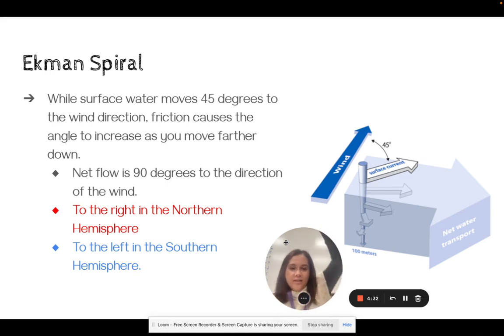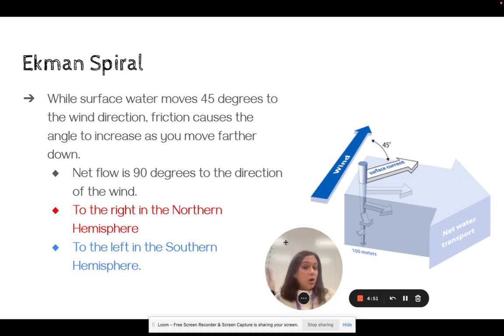And as you can see, that angle increases as you go down because there's more friction it's dealing with. So typically what we say is that if you look at all of those, because that spiral continues, we call this the Ekman spiral, the net flow of water is going to be at a 90-degree direction to the wind.